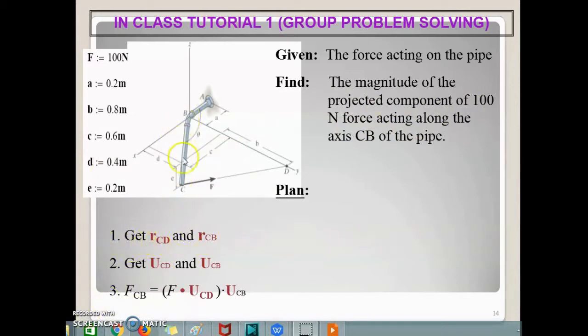Here this is the RCB, and you need to also create the radius here, the vector position for this force, and then from the radius or the vector position, get the unit vector for those CD and CB. Using that unit vector you can get the FCB.